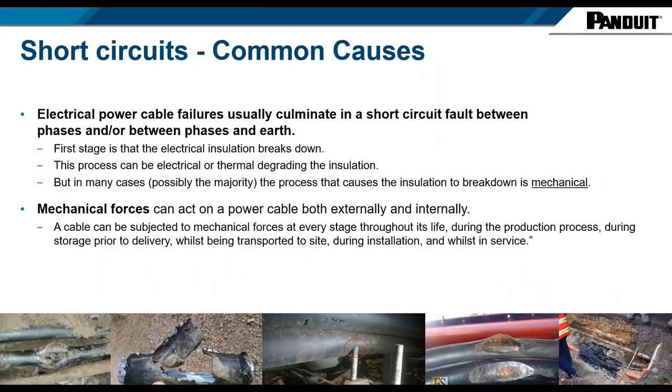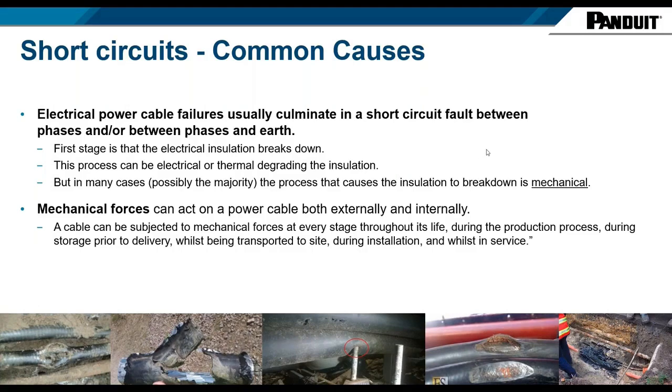So do short circuits happen in cables? They happen every day out in the field. Generally, it's a breakdown of the cable insulation. Sometimes that can be electrical or thermal, but in the majority of cases, the breakdown of insulation will be mechanical, whether that's through human error or just through poor installation. You see the images at the bottom of the screen.